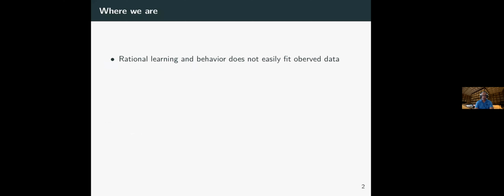So what's the point of this paper? We know that rational learning and behavior does not easily fit observed data. There's decades and decades of experimental evidence and, let's say, stock market data and other stuff. It's hard to fit everything we see in the world with pure rational learning. You obviously can. I can twist the environment in any way. We know there are essentially equivalences, but it's hard to do.